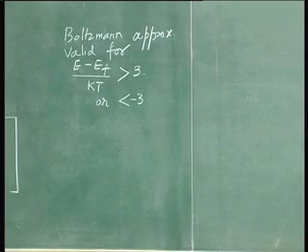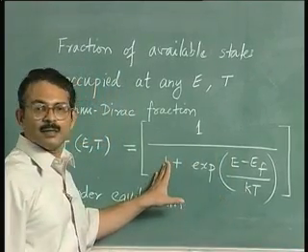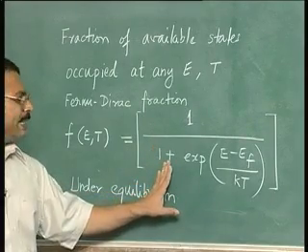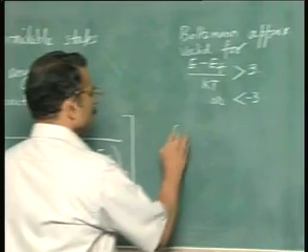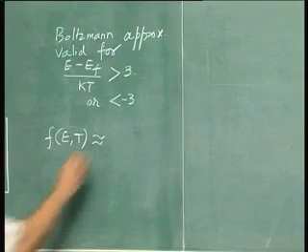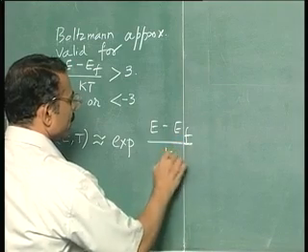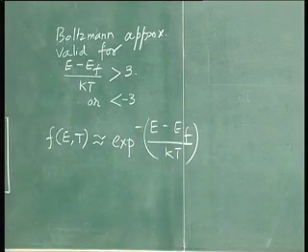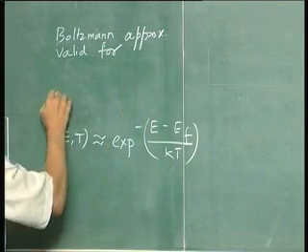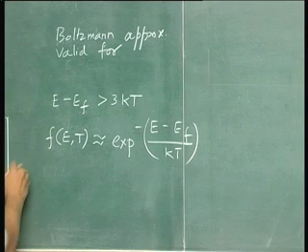Now what happens for this case? If (E minus EF) by KT is more than 3, then this term is much larger than 1, and therefore you can neglect 1, and your function will become f(E,T) approximately equal to exponential of minus (E minus EF) by KT, for E minus EF greater than 3 times KT.